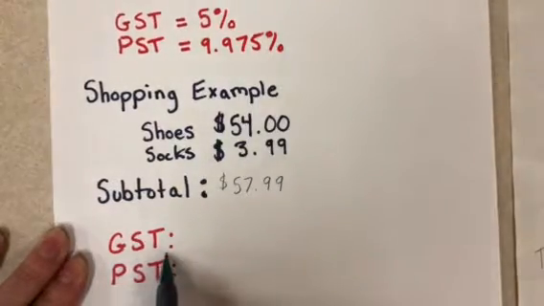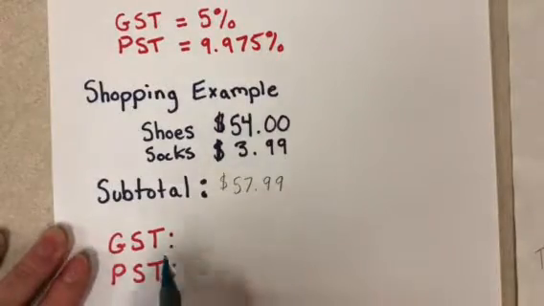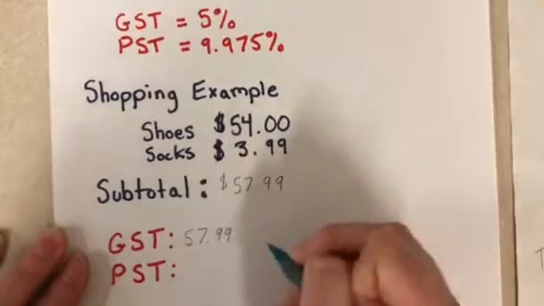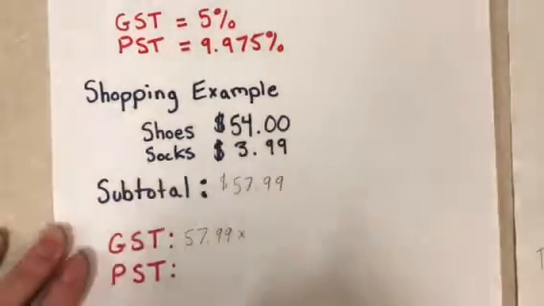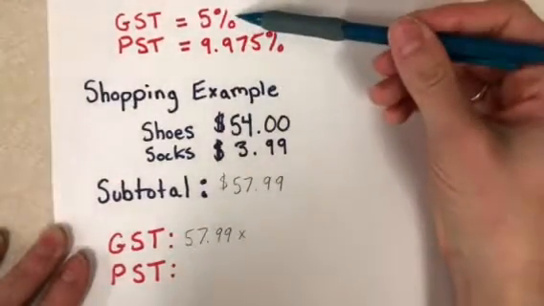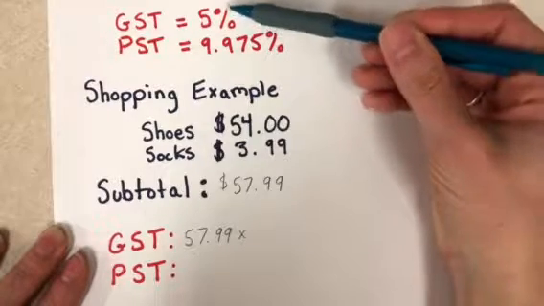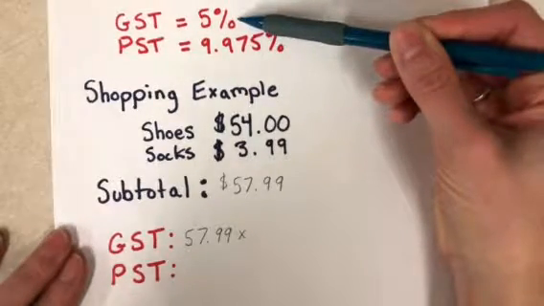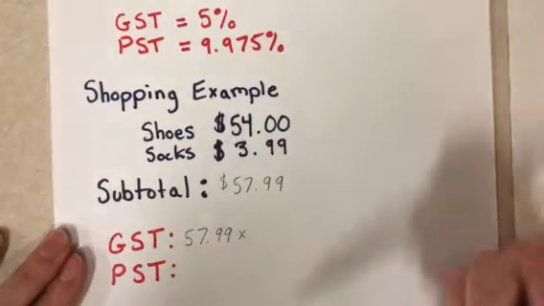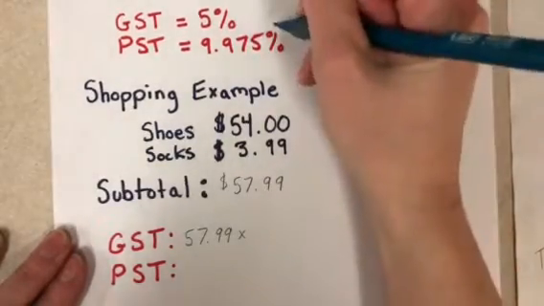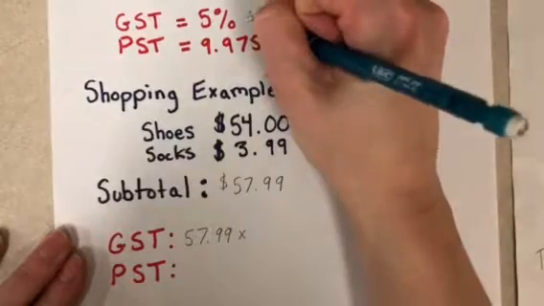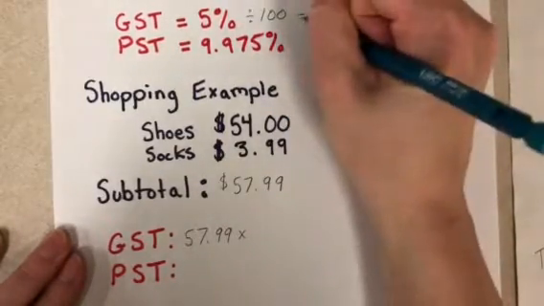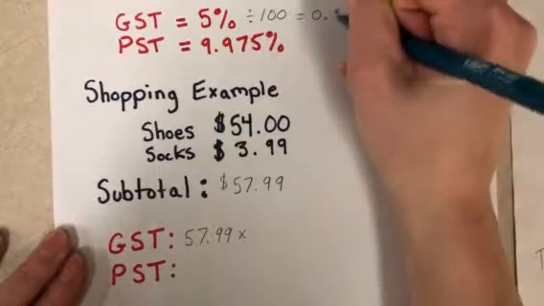Now, on this number here, you then have to apply 5%, your GST, and the 9.975% as your PST. So we're going to start with GST. You take your subtotal amount and you then multiply it by your 5%. But because this is in a percent, we have to change it to a decimal first in order to use it in our operation. To do so, if you remember, converting to a decimal, we have to divide the percent by 100, which gives us 0.05.